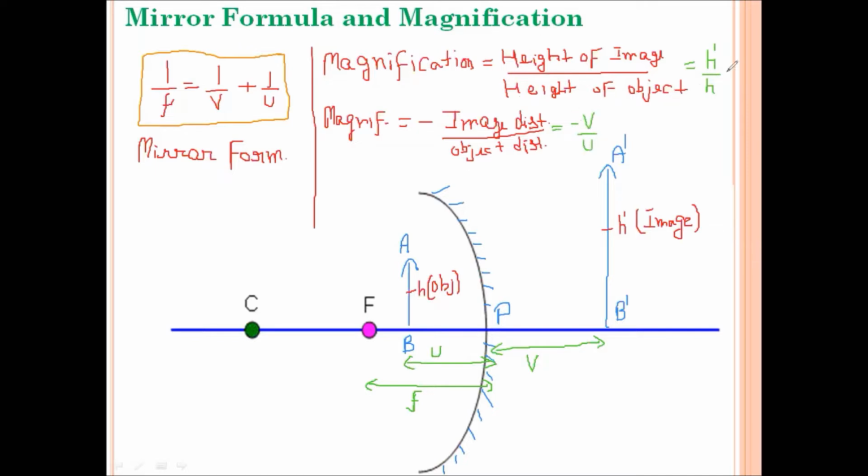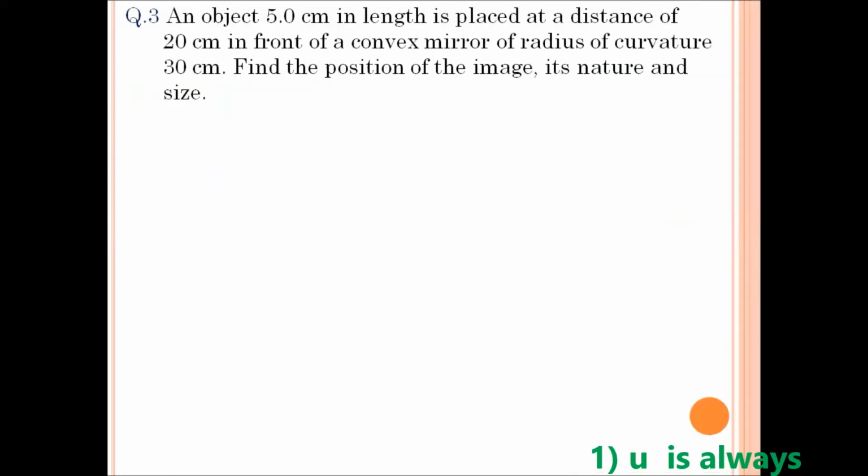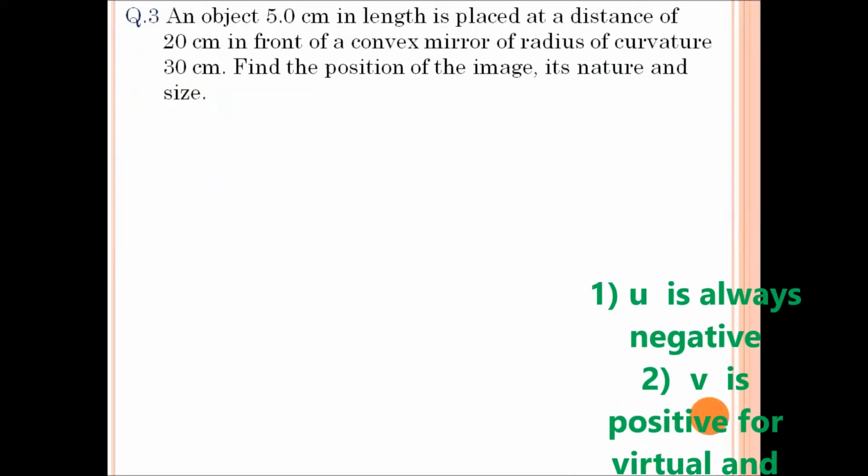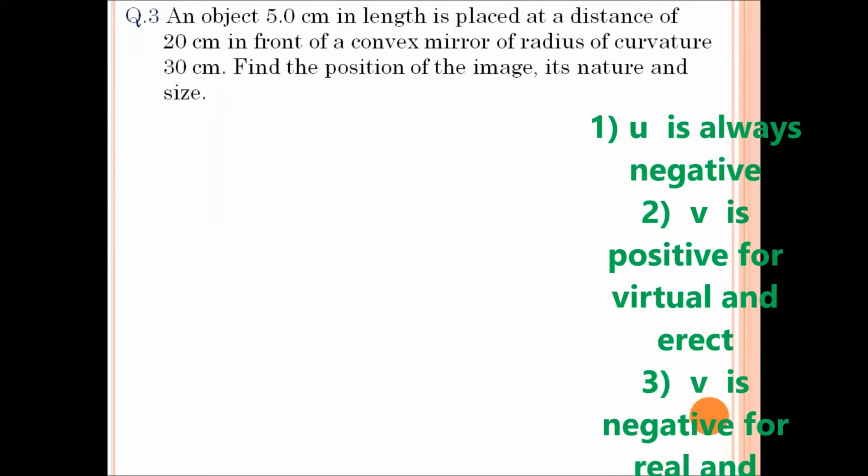So there are two formulas of magnification. First is h dash by h and the second is minus v by u. If we combine these two formulas, we get h dash by h equals minus v by u. Let's continue with the numericals based on spherical mirrors.